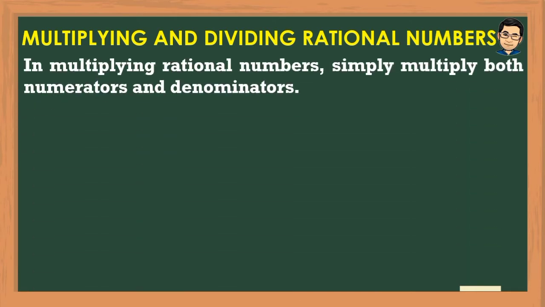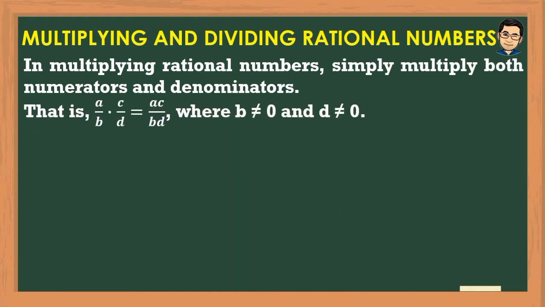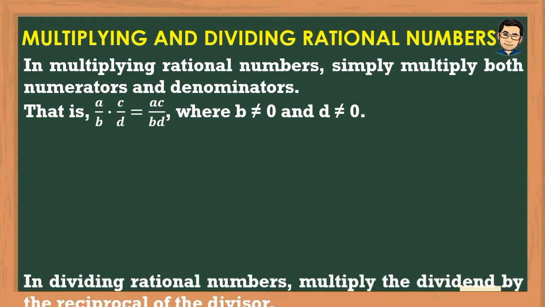In multiplying rational numbers, simply multiply both numerators and denominators. That is, a over b times c over d is equal to ac over bd, where b should not be equal to 0 and d should not be equal to 0.